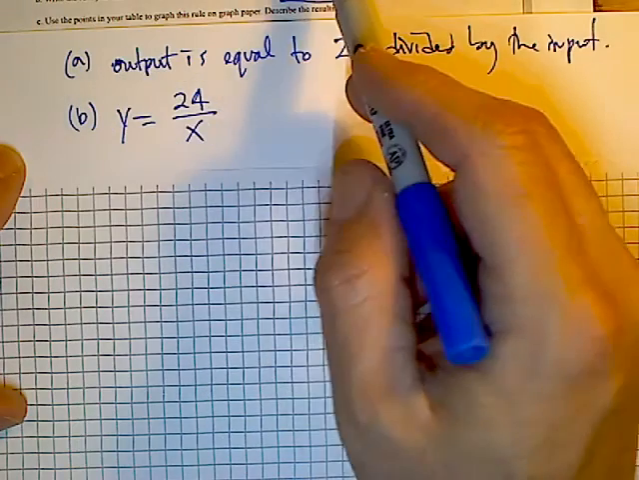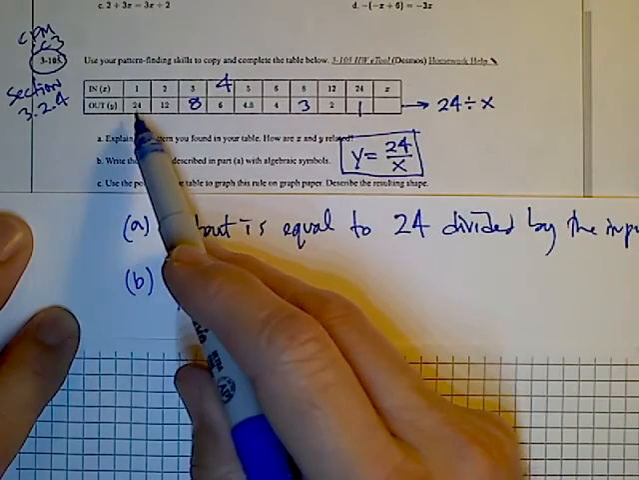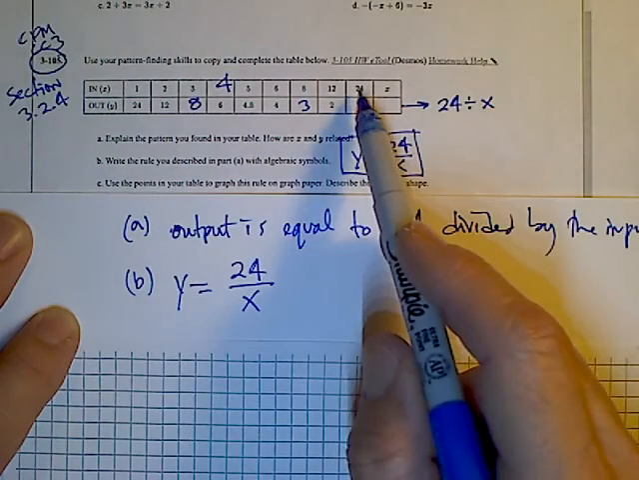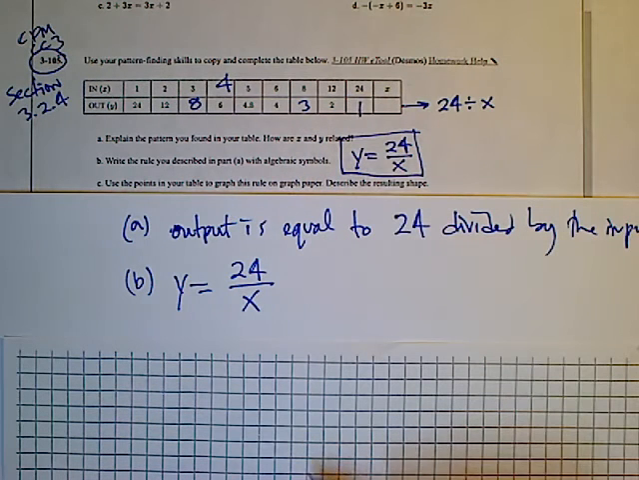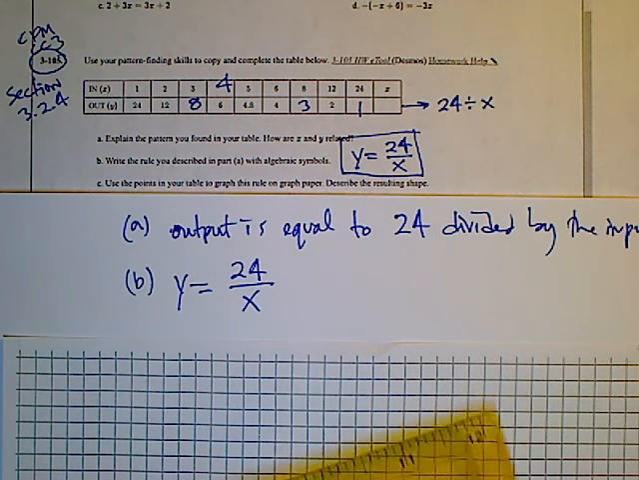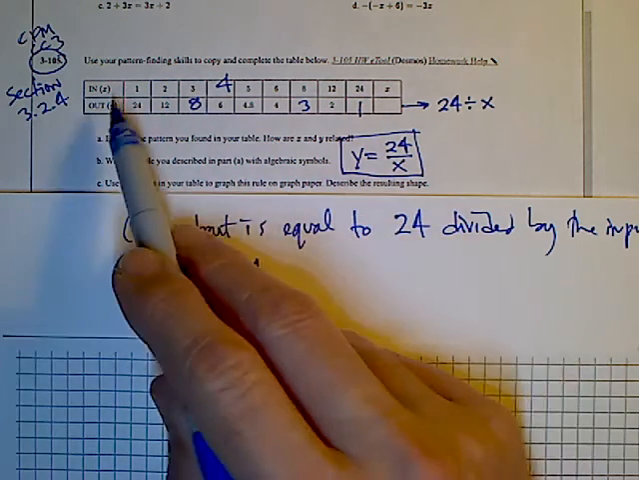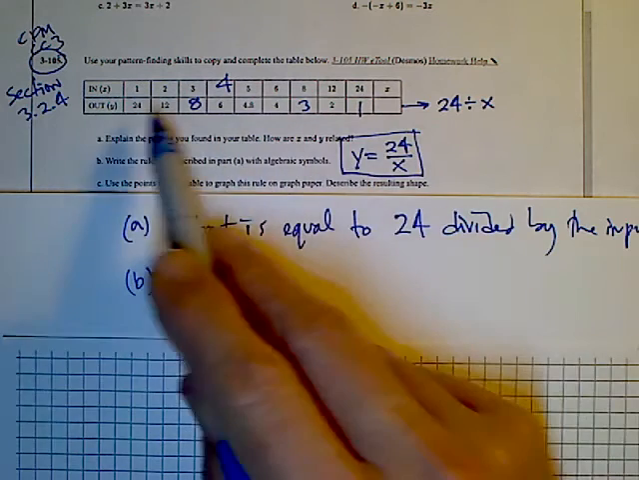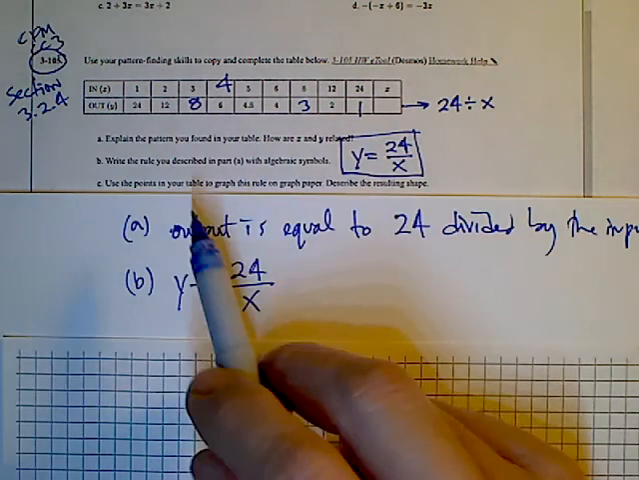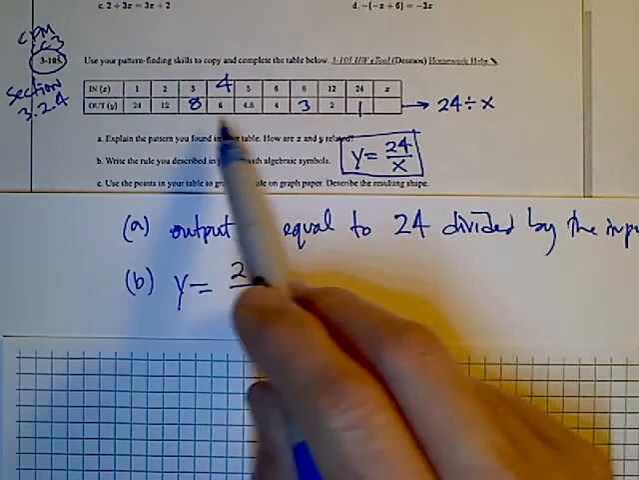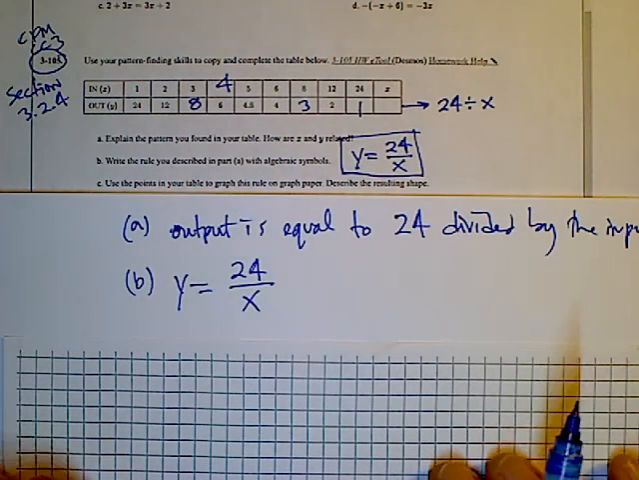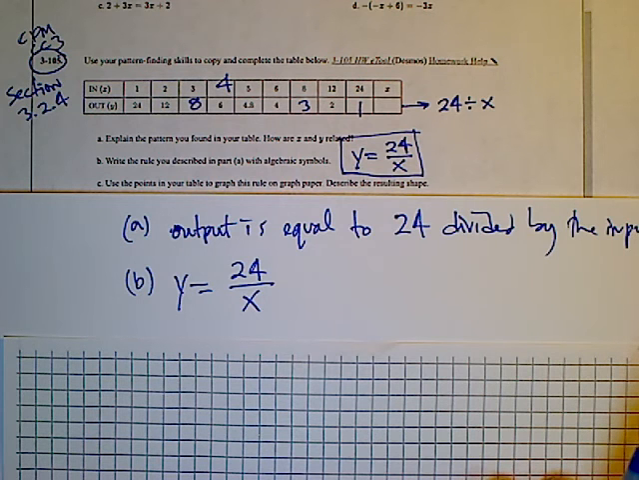You can also explain part A by saying the output is equal to 24 divided by the input. So that's another way to explain the pattern: the output is equal to 24 divided by the input. And then for B, the rule you would write as Y is equal to 24 over X.